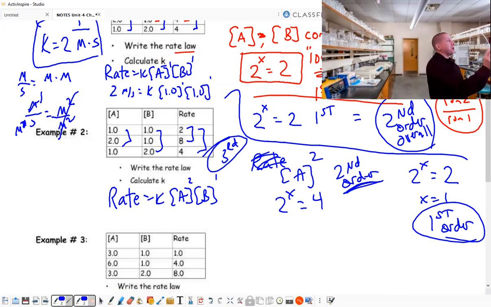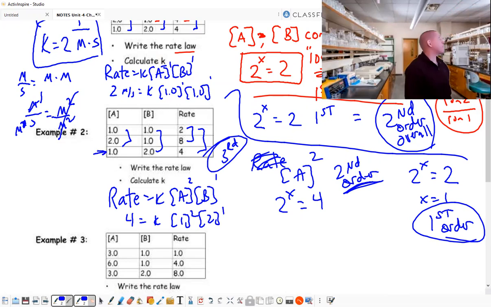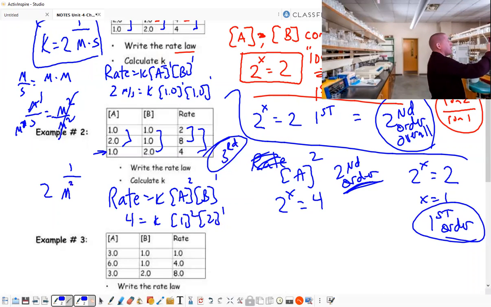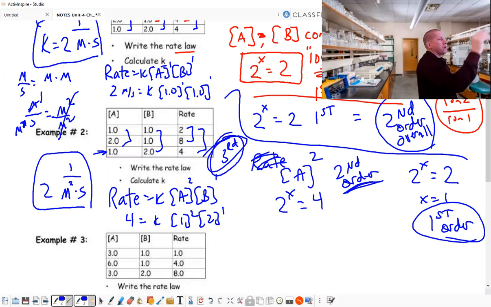What about k? Plug them in. So the rate is 4k times 1 squared times 2 to the first. You can see this time I chose the last of them. Doesn't matter which one you pick, you'll get the same answer. So once again, it comes out to be 2. This time the units are 1 over molarity squared seconds. A shortcut to this, it's third order overall, which means I have molarity of the third.